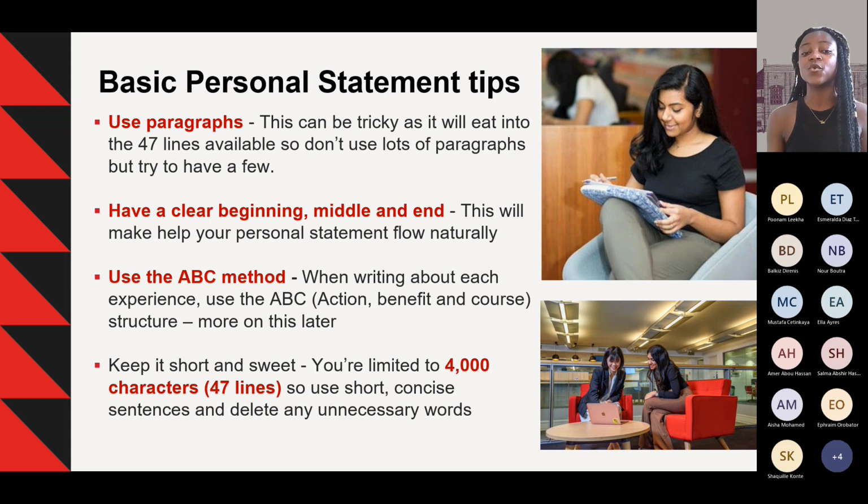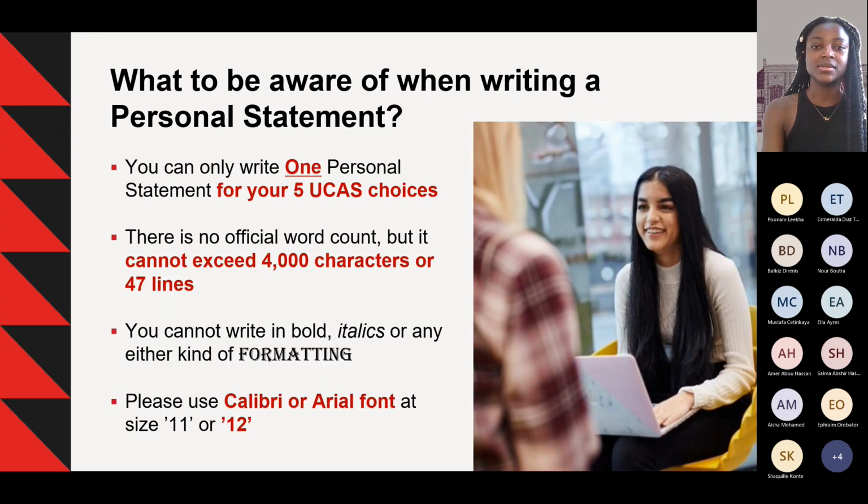And as I've said, keep your personal statement short and sweet because you are limited to 4,000 characters and 47 lines. The UCAS application will cut your personal statement short if you go over the character count and over the 47 lines count. So make sure that you are paying attention to this bit. So, things to be aware of. As I've said, UCAS will cut your personal statement short if it's more than 4,000 characters and if it's more than 47 lines. So focus more on the content of the personal statement rather than what it looks like.